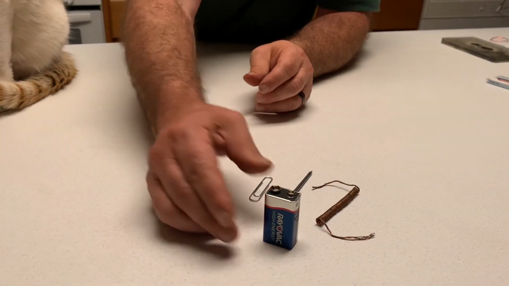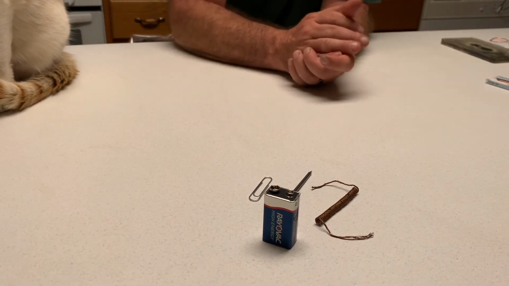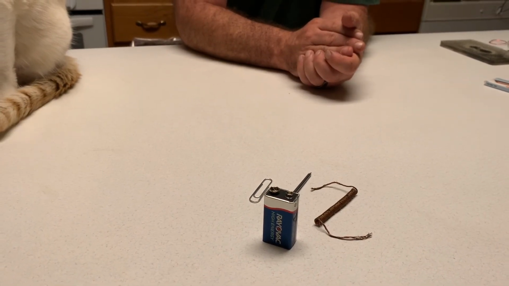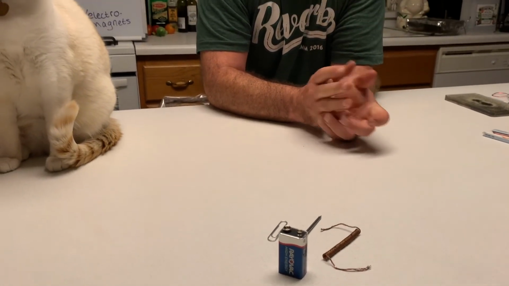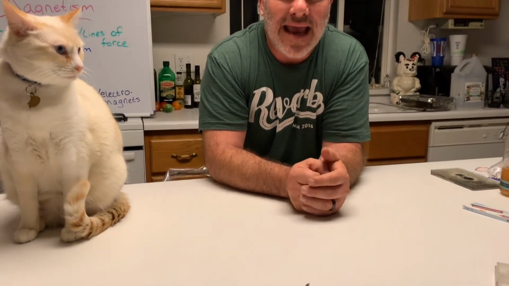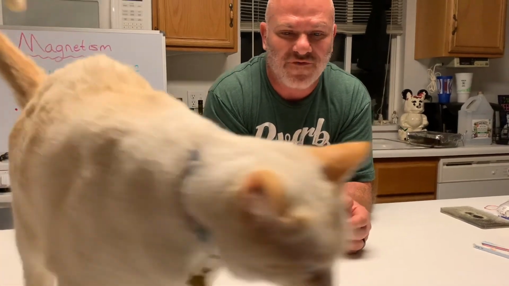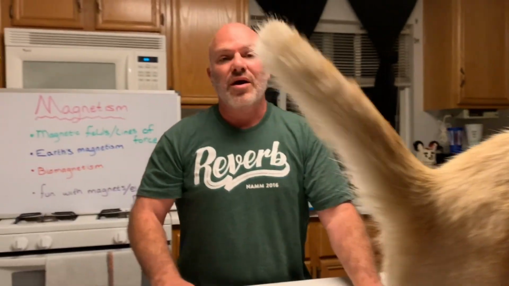A 9-volt battery is simply a number of 1.5 volt cells. A 6-volt battery is the same thing. A D cell, AA, AAA, those are all 1.5 volt batteries, and so they're generally in combinations of 1.5. So 1.5 plus 1.5 is 3, and so on.